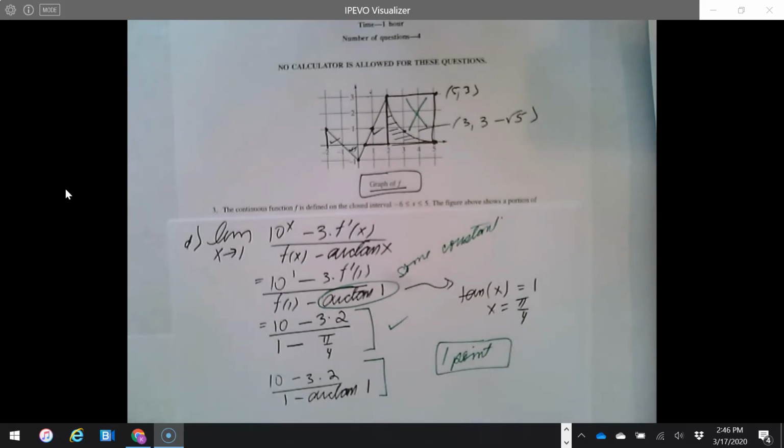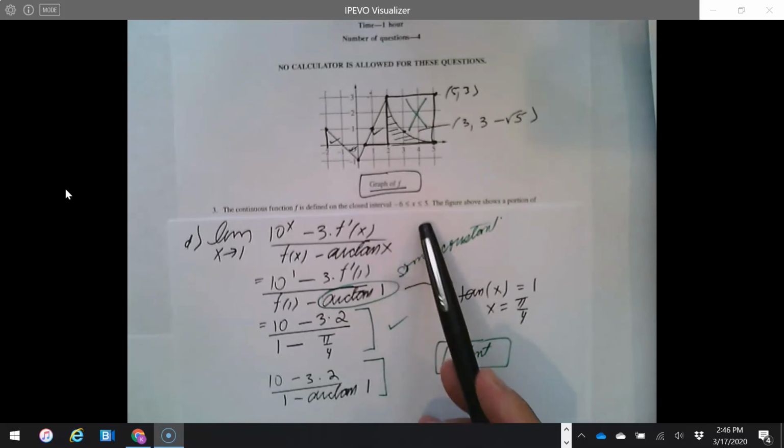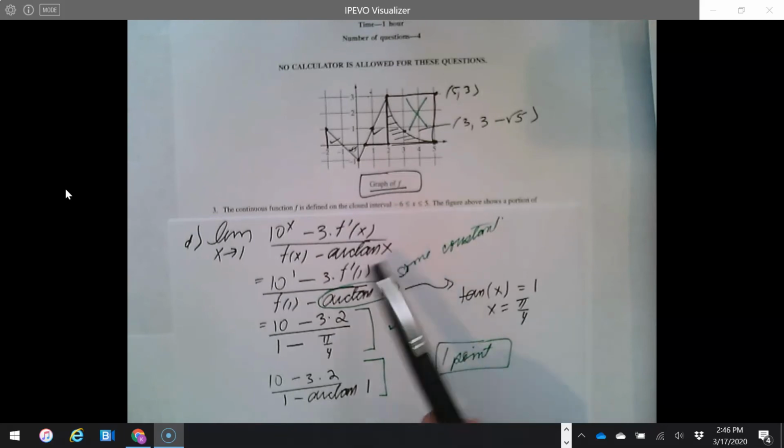For those of you that might have been thinking, but wait, I want to do L'Hopital. L'Hopital's rule does not apply here because you don't have a limit of the form 0 over 0. It's not an indeterminate form. So this is direct substitution. Get in, get out, and be happy with it. Congratulations.